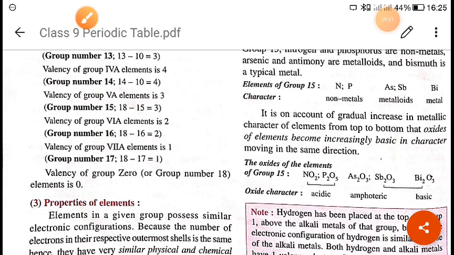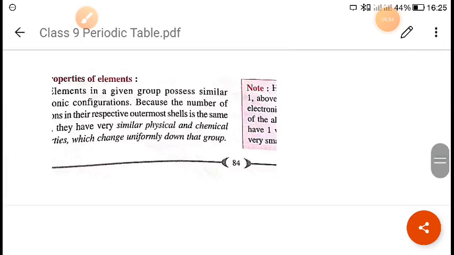Okay, so I hope you have understood this, right? Next is properties of elements.